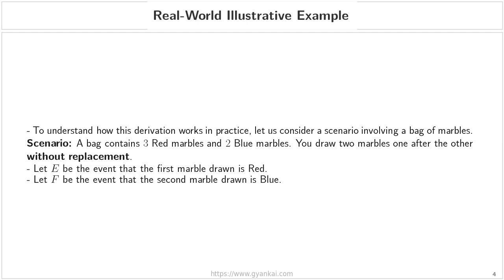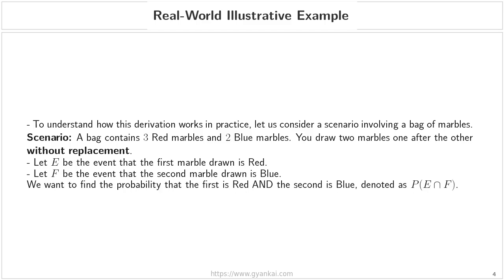To apply our rule, let's define our events clearly. Let event E be the event that the first marble drawn is red. Let event F be the event that the second marble drawn is blue. Our goal is to find the probability that both these things happen, that the first is red and the second is blue. In mathematical notation, we are looking for the probability of E intersection F.